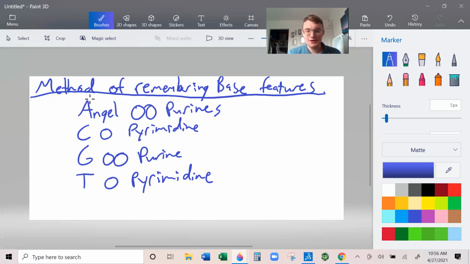So if you can remember that A stands for angel, which means it's got two halos because it's super holy and it's a purine, and then you can remember your alphabet, just alternate down the bases. So C has one ring, G has two rings, T has one ring. And that can help you remember which ones have two rings and one ring, and which ones are purines and pyrimidines. Purine means two rings, pyrimidine means one ring in its nitrogenous base. Okay, we'll come back to this in a sec.